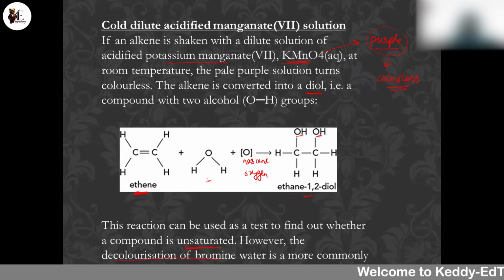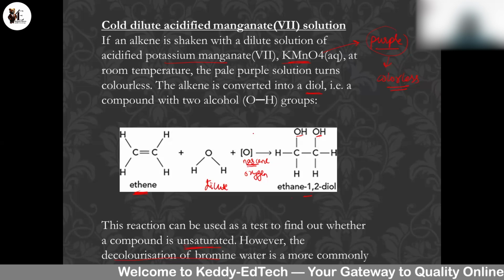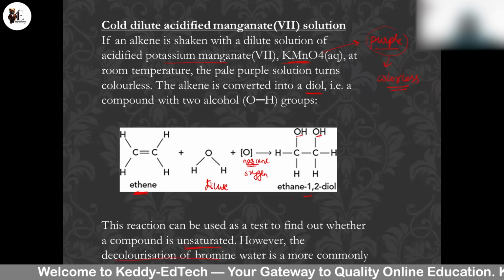So this is your water. Water comes from because it is diluted, and this is nascent oxygen, which is given by this KMnO4 oxidizing agent.